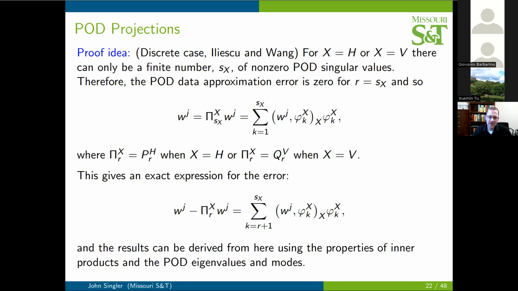So if you take the POD projection applied to the data, and instead of R you use Sx, you get equality, right? And in that case, you get this nice exact expression for the error without any norms. You apply norms or different projections to this, and you use properties of inner products and POD eigenvalues and modes, and all those nice formulas come out. I won't go into details there. So that's very nice.